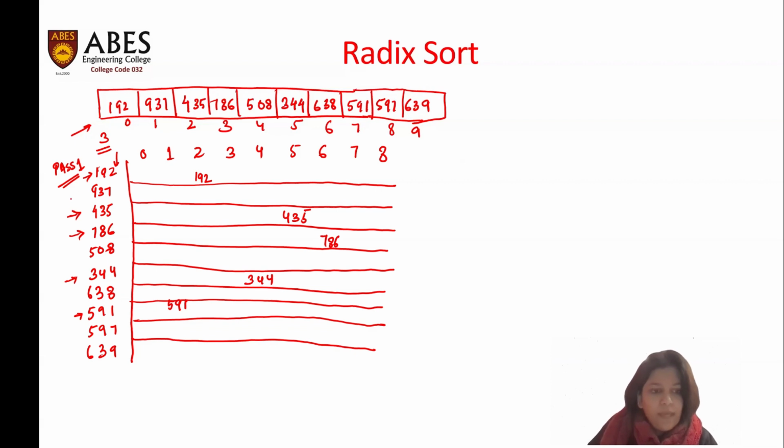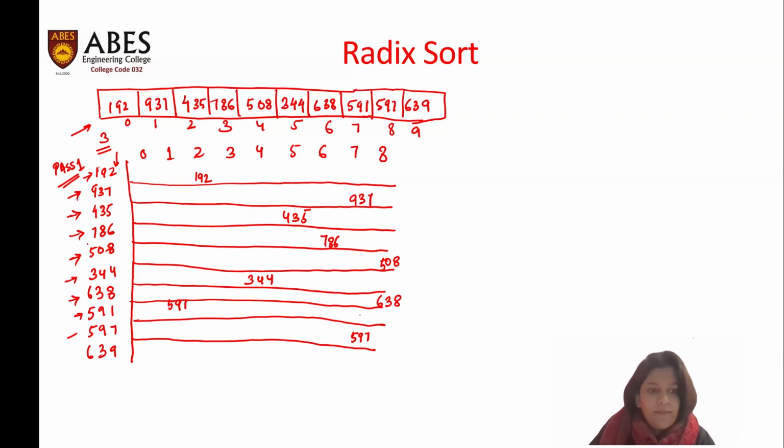Then we will look for the numbers having 7. That is 937. We have this 937. We'll write it here. And then we will have this 597. We will write 597 here. Then we will look for the numbers having 8 at the ones place. So we have this 508. We can write it here, 508. And then we have this 638. We can write this 638 over here.